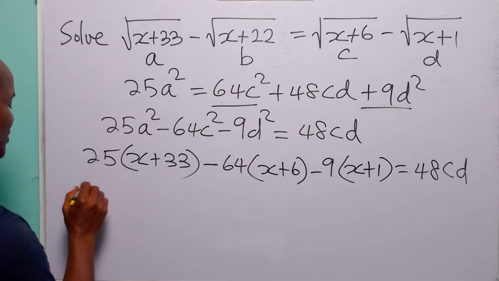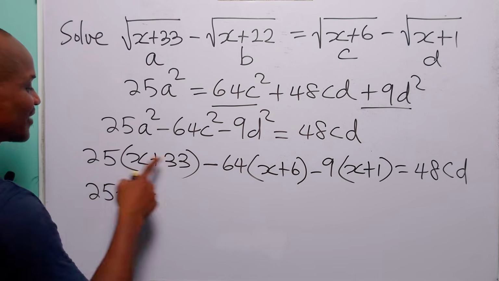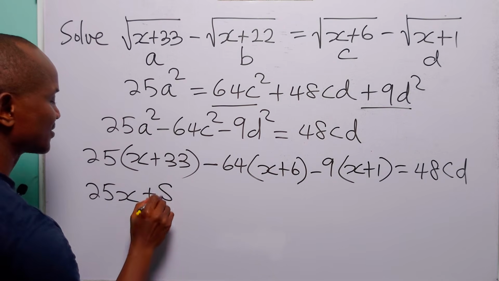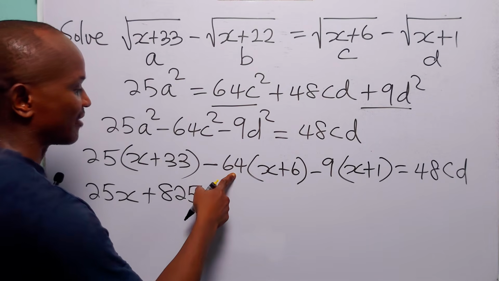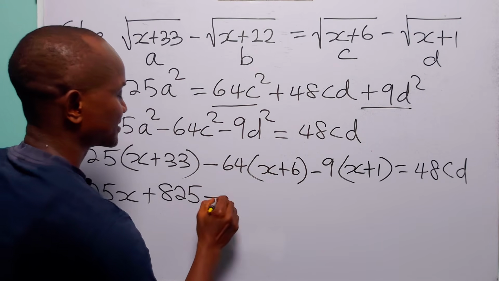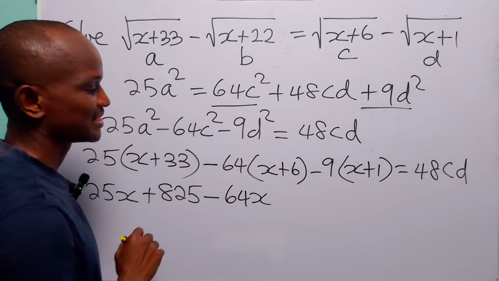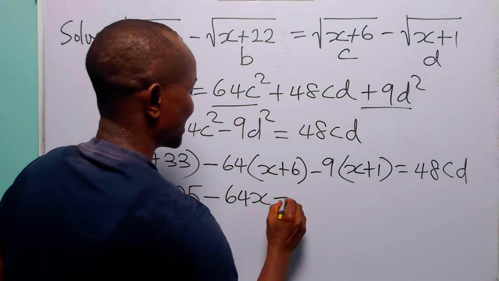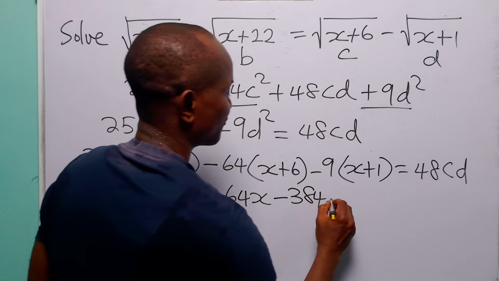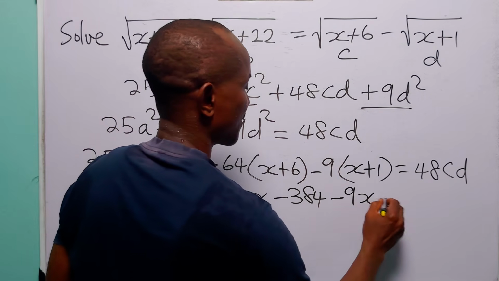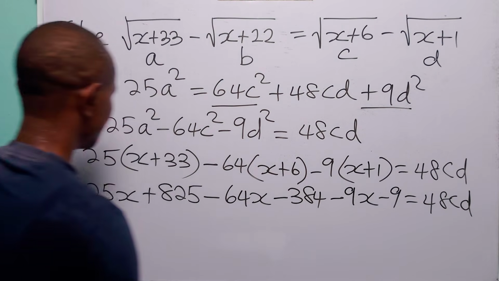Now opening this bracket, we have 25x plus 25 times 33 is 825, minus, here we have 64x minus 64 times 6 is going to give us minus 384, and we have minus 9x minus 9, and this is equal to 48cd.